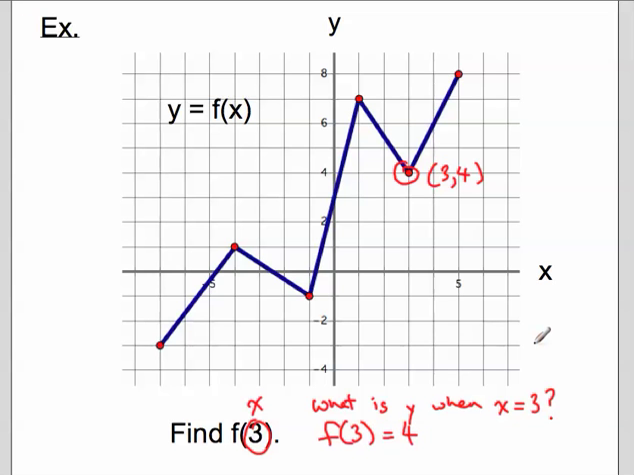Again, f of x and y are interchangeable. So f of x represents the y value on a graph. Find f of 3 means find the y value when x is 3. And in this case, the y value when x is 3 is 4. So f of 3 is equal to 4. All we had to do was look it up on the graph.